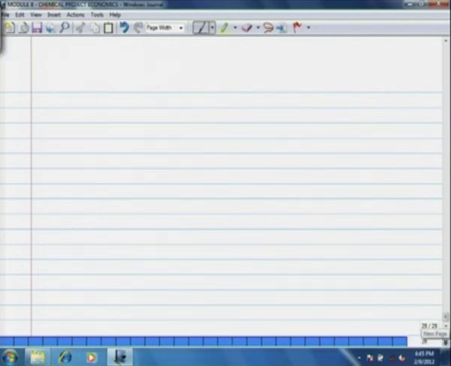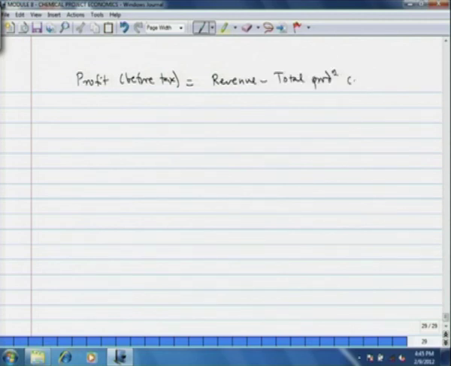Now, having said this, let us develop a brief expression for the net profit. Profit before tax, as I told you, is revenue minus total production cost. Now, out of this, some funds are reserved for depreciation. So, the profit for tax, on which tax will be charged, will be revenue minus total production cost minus depreciation.